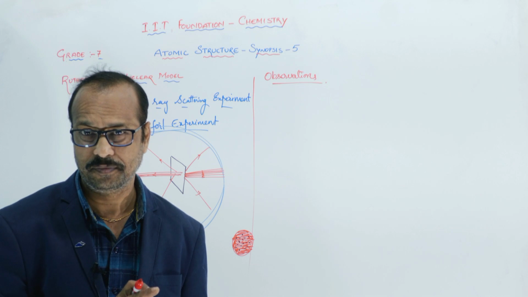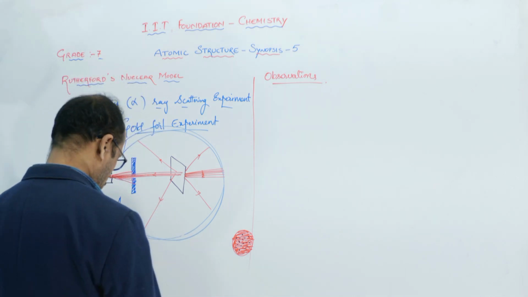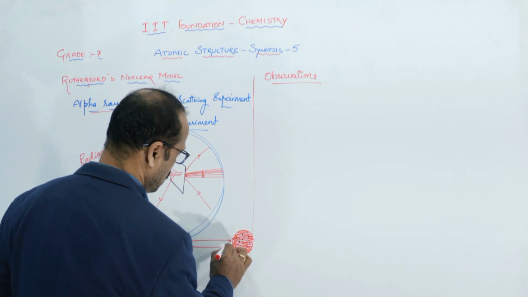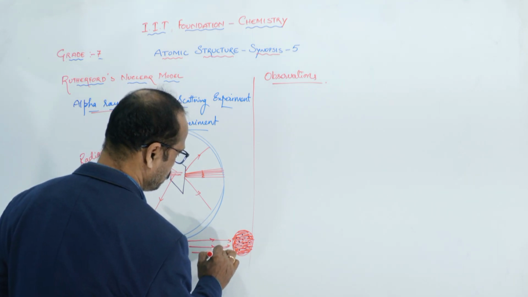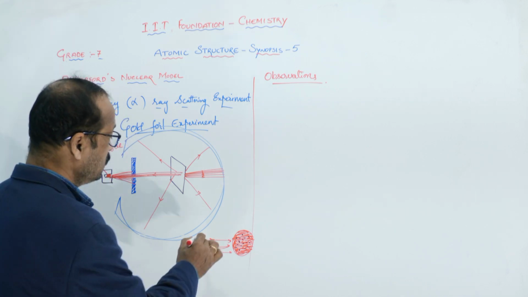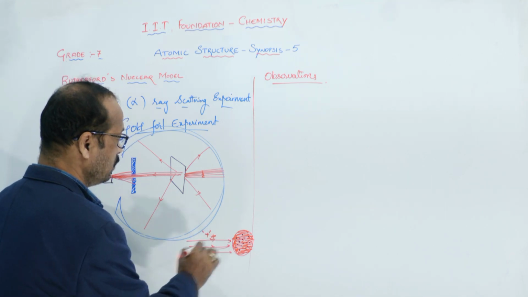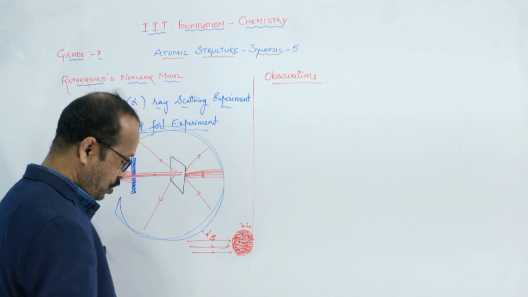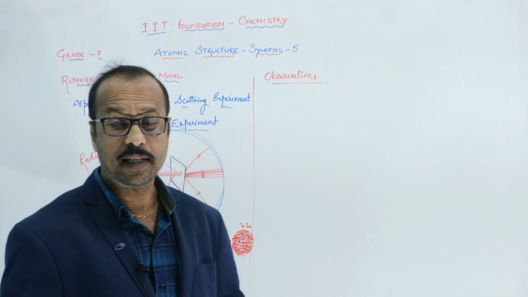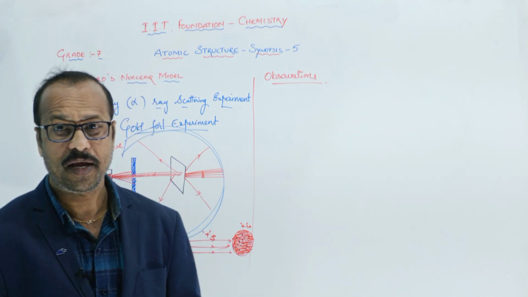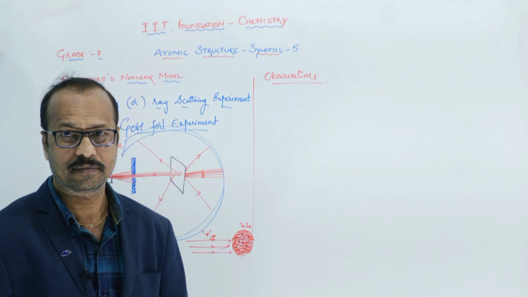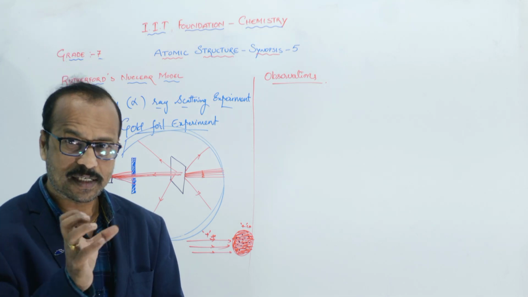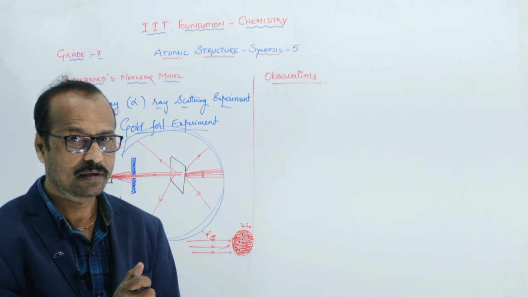If the positively charged particles come like this towards the atom, then these are the positively charged particles, and this sphere is also positively charged, right? You know that like charges repel and unlike charges attract. Yes or no? Do you know this one?